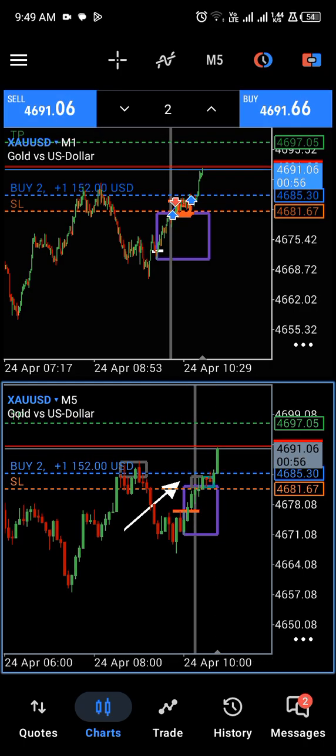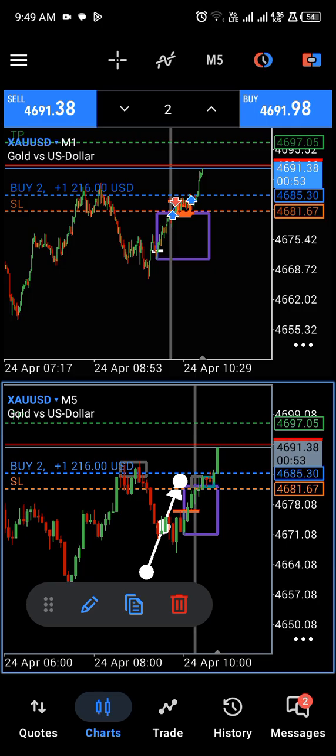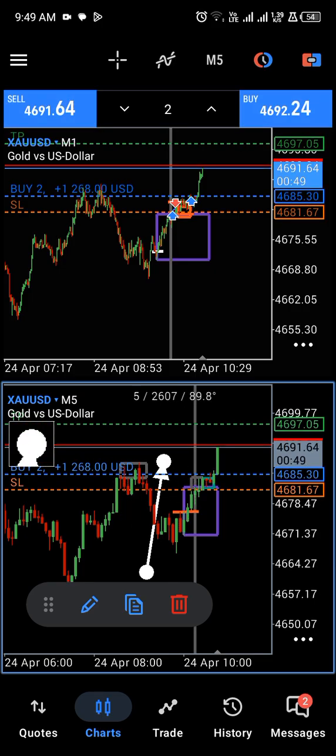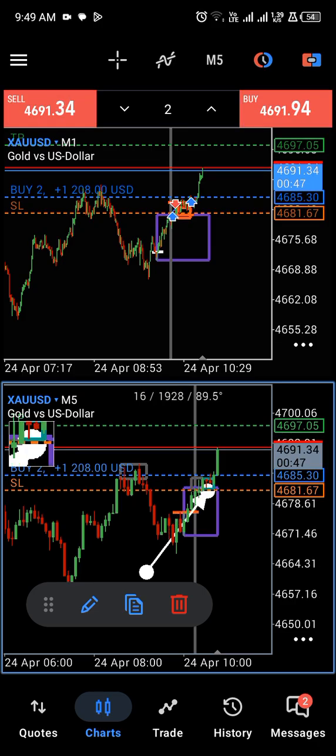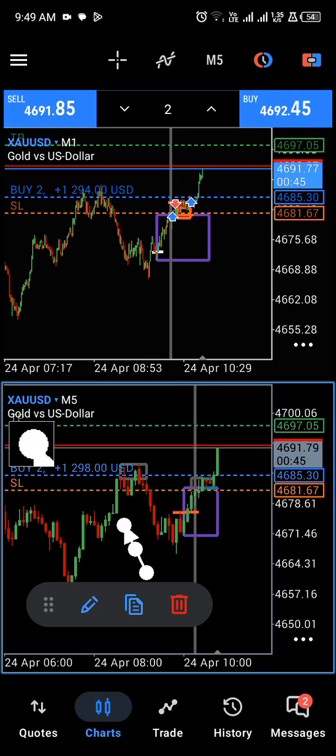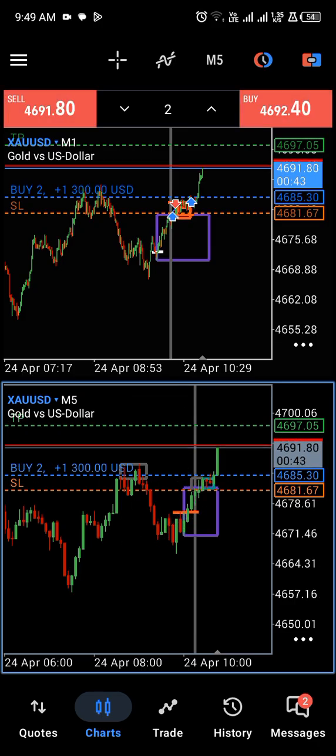So for now, what I'm seeing is that buyers have just dominated these sellers. They've dominated this area. These sellers that tried to sell here just got dominated by the buyers here. That's what I'm seeing for now.